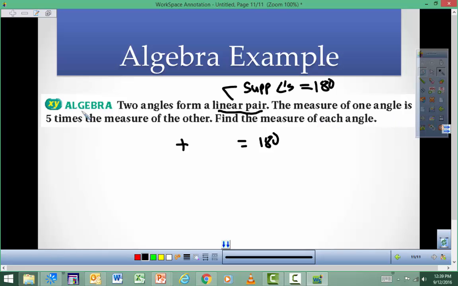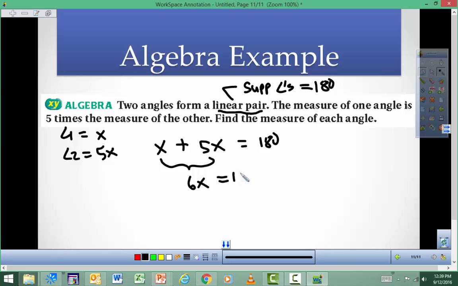It says the measure of one angle is 5 times the measure of the other. So you can let angle 1 be equal to x. Angle 2, you're going to say it's 5 times bigger, so that would be 5x, right? And so now you just need to add them. x plus 5x equals 180. Add these two together, I get 6x. I'm almost done, don't worry. Now I divide by 6, I get x is equal to 30. And what's the other one? This would be 5 times 30, which gives me 150. So there you have it.